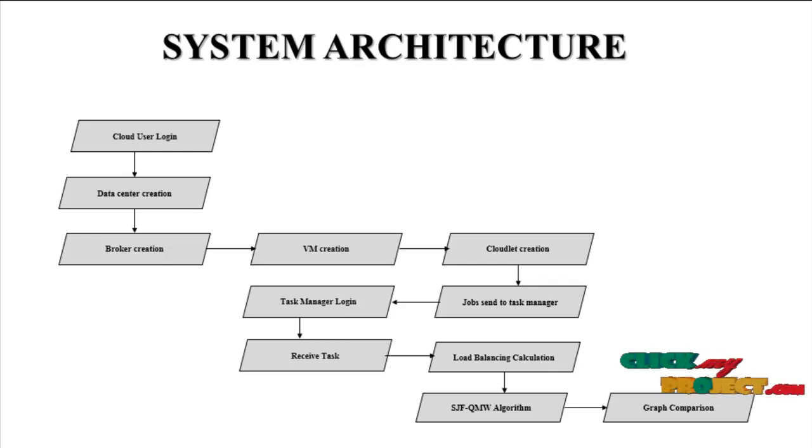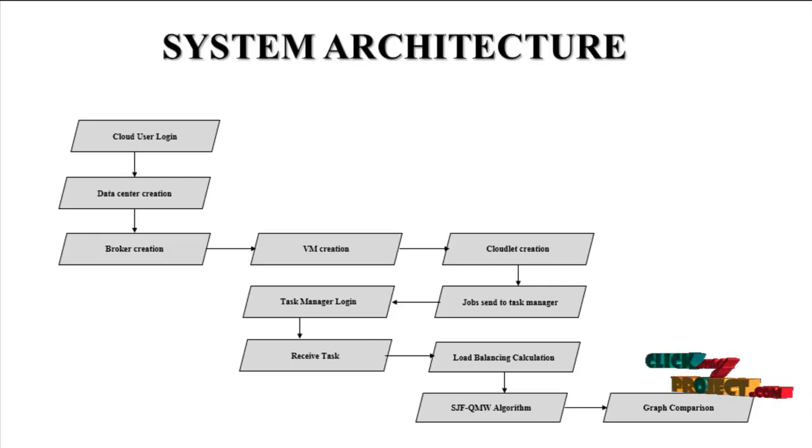In the process of virtual machine creation, we decide how many virtual machines are used to process in our optimal algorithm, and the virtual machines are created in this process. After the virtual machine creation, we create a cloudlet. Cloudlet means how many jobs are assigned to a virtual machine. Here we create the jobs, and after the cloudlet creation, the jobs are sent to the task manager.